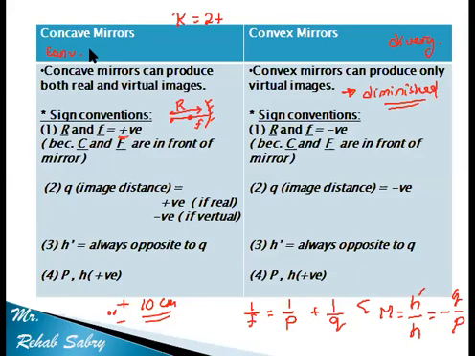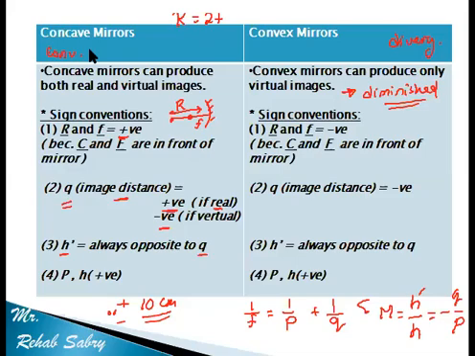It's logical. Okay, what about Q, which is the distance of the image? It may be positive if it's in front of the mirror. Which image is in front of the mirror? The real image. So if it's real, it will be positive. It's so easy. If it's virtual, the image is behind the mirror, so it will be negative. What about H dash? H dash is the size of the image. It's always opposite to Q.